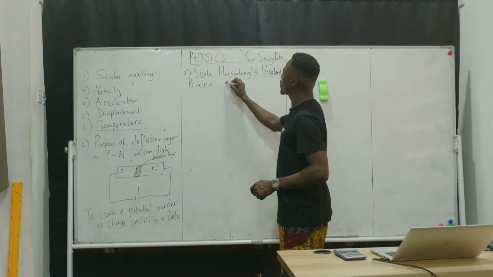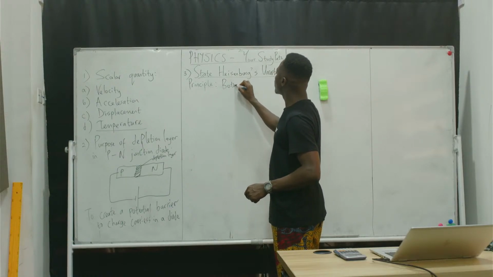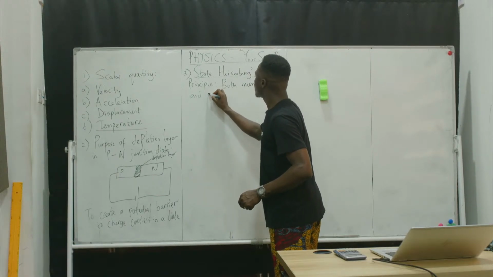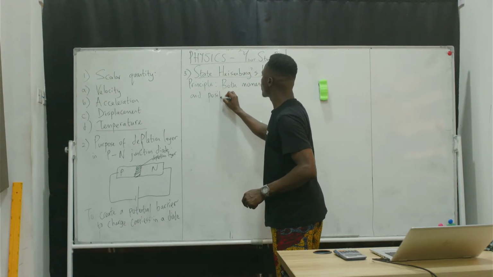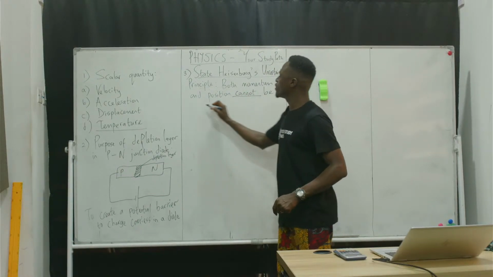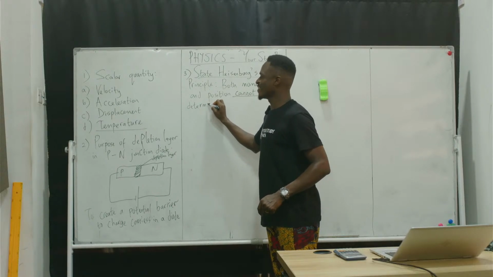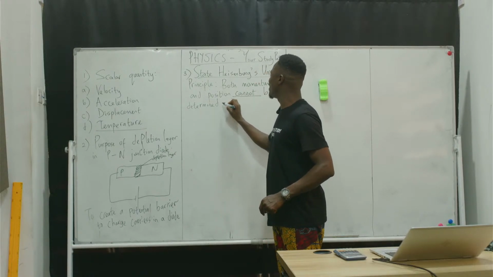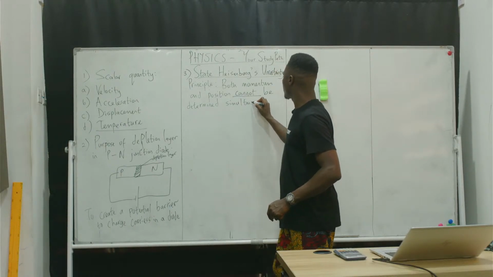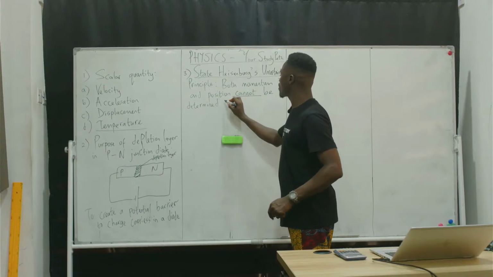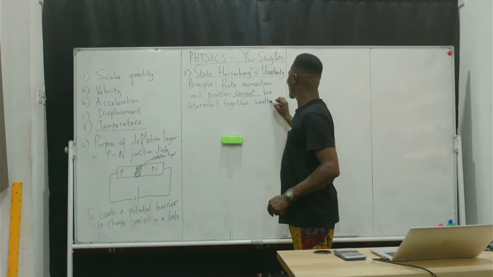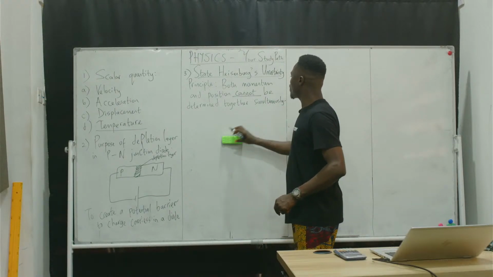Heisenberg's uncertainty principle is telling us that what? Both momentum and position cannot, note, cannot be determined simultaneously. Cannot be determined together simultaneously. So this is what it's saying.